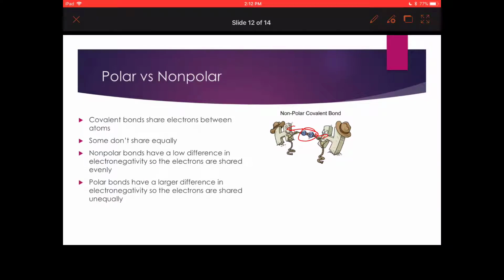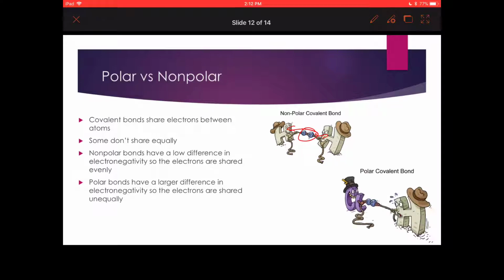Polar bonds, though, have a large difference in electronegativity, so the electrons are shared unequally. Here, chlorine has a large electronegativity compared to hydrogen, so the difference is big. That means chlorine is much stronger at pulling the electrons away, while hydrogen is weaker and barely holding on to those shared electrons. When we talk about covalent compounds next unit, we'll do a lot more on this and what it means. It just helps us with the next part here.